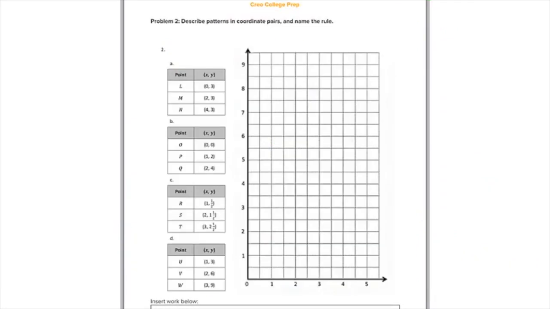When you look here, you're going to do two things. You are going to find the rule, and then you are going to plot it. So let's start with A. What is the rule between x and y? What is the pattern? 0, 3, 2, 3, 4, 3.